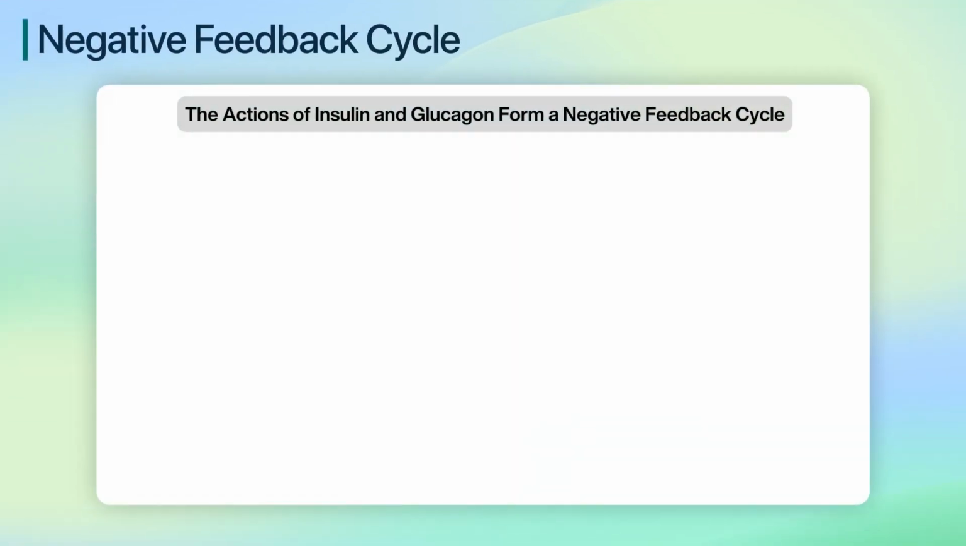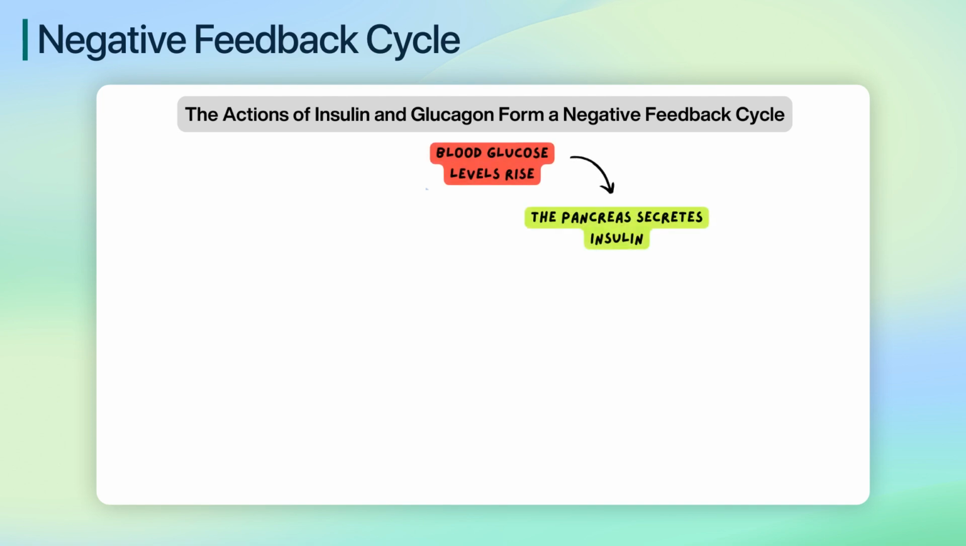The actions of insulin and glucagon form a negative feedback cycle, a critical concept in homeostasis. This cycle helps maintain blood glucose levels within a narrow range. Here's how it works. When blood glucose levels rise, the pancreas secretes insulin, promoting glucose uptake by cells and glycogen storage, reducing blood glucose levels.